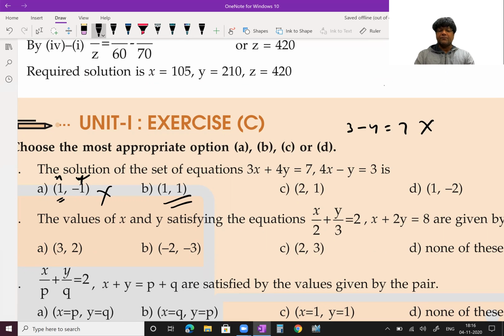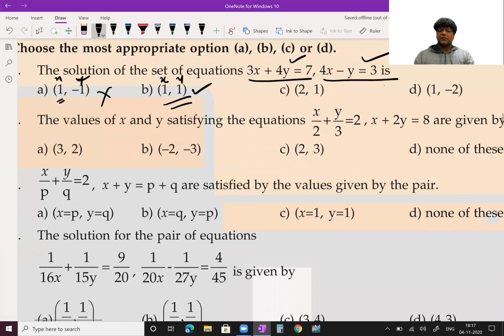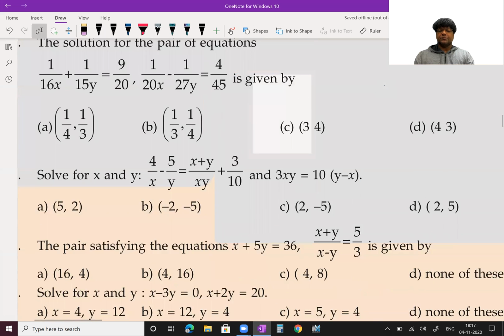Now I will go to option B. I will put the first value, which is the x value, 1. So 3 into 1, and the y value also 1. So 3 into 1 plus 4 into 1 is equal to 7, satisfying. Here check: 4 into 1, 4, minus 1, 3, satisfying. Both the equations are satisfied, then it is your answer. Suppose any value has satisfied the first one but not the second one, that is not the answer. That option will be the answer which will satisfy all the equations given in the question. Clear, guys? This you will have to do.